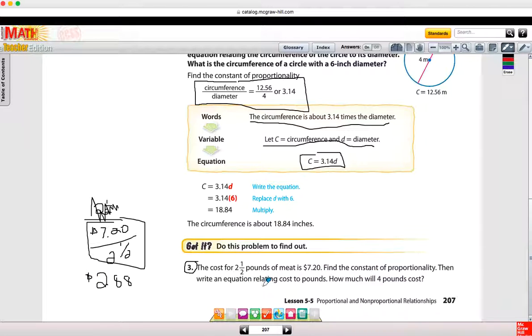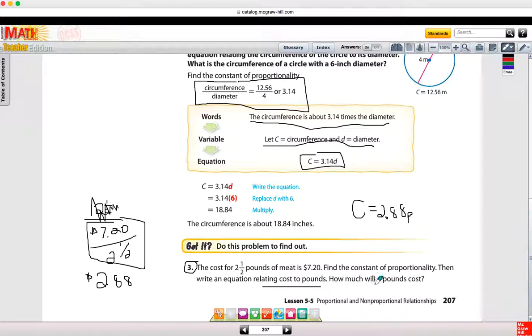Okay, cost to pounds. So let's say that the cost of the meat is equal to $2.88 times the number of pounds of meat that you buy. Okay, see if that makes sense to you, and if it doesn't, again, make sure and look back through the example and maybe watch the video tutor for some more examples.